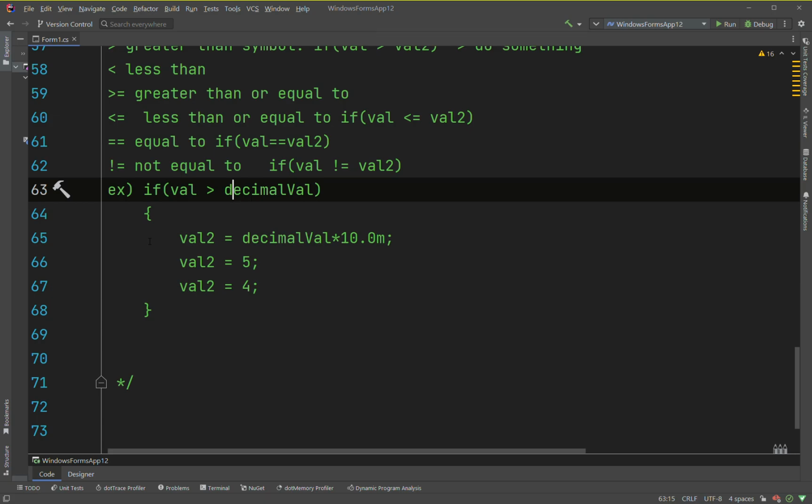So your compiler will automatically indent in most cases, so Rider does and Visual Studio does. You don't need it, but it's a good practice. Alright, so that's pretty much it.